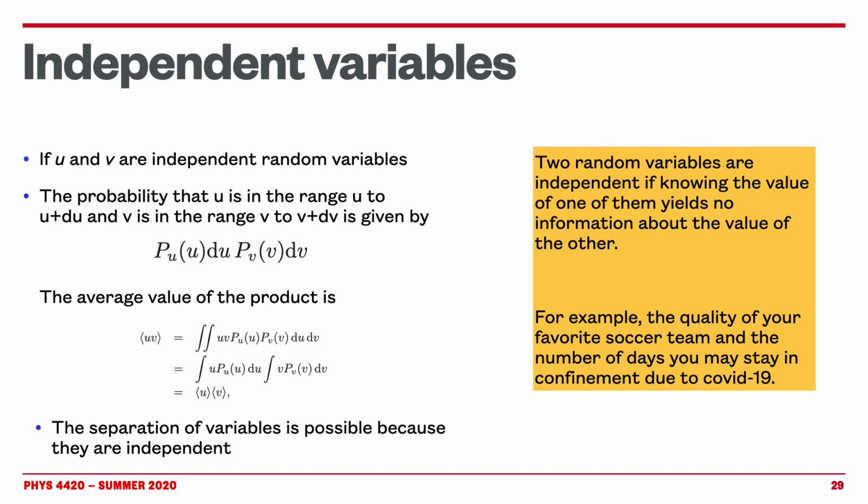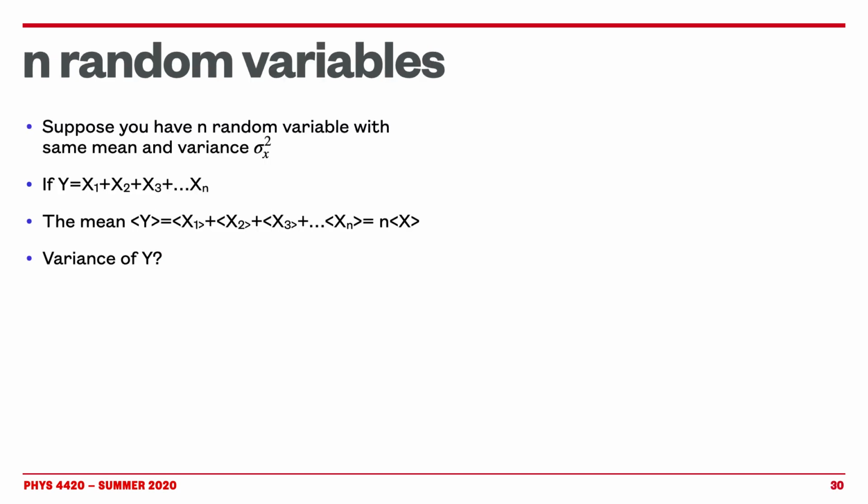Now, let's suppose that instead of having two independent variables, we have n of them. So suppose you have n random variables and they have the same mean and variance sigma x squared. This is typical. Let me give you an example. Suppose that you do an experiment where you measure x, and let's say it's an experiment where you measure the height of a person in a population, in centimeters, okay?